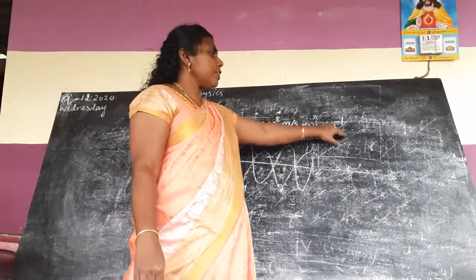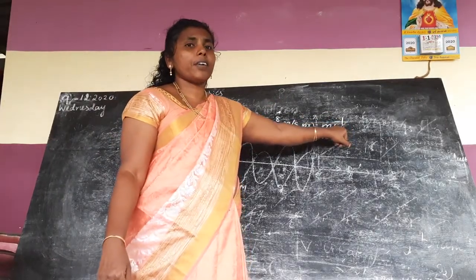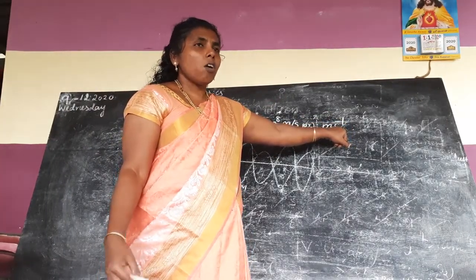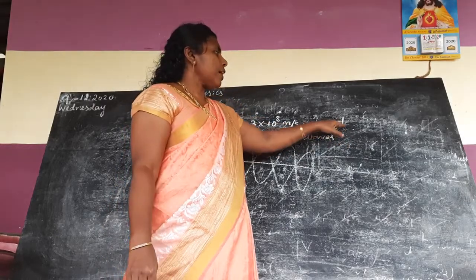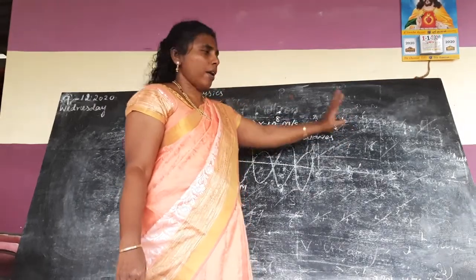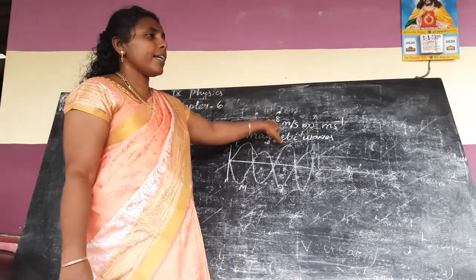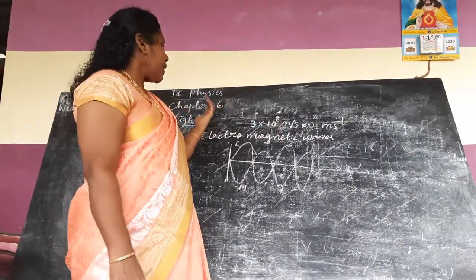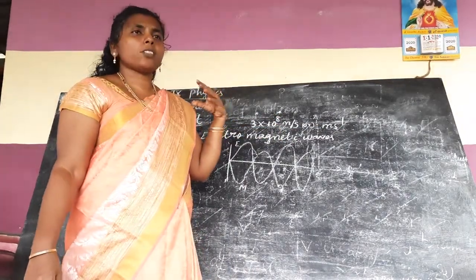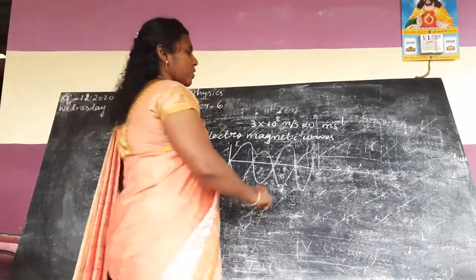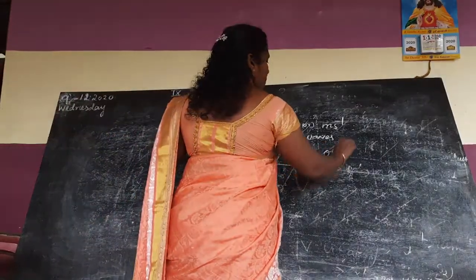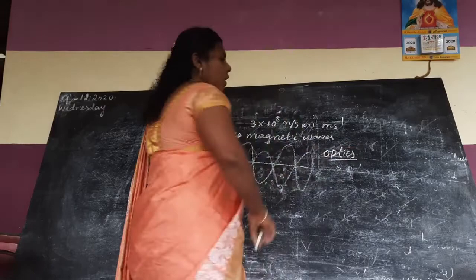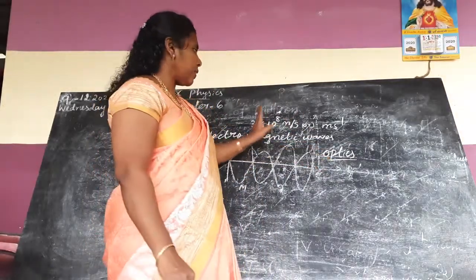What is the unit of velocity? Already we have learned the unit of velocity or speed. The unit is meter second power minus 1. So this value is very important. Next year also you will learn about the properties of light. The properties of light is called optics, the second chapter, optics. Next year you will learn all this.